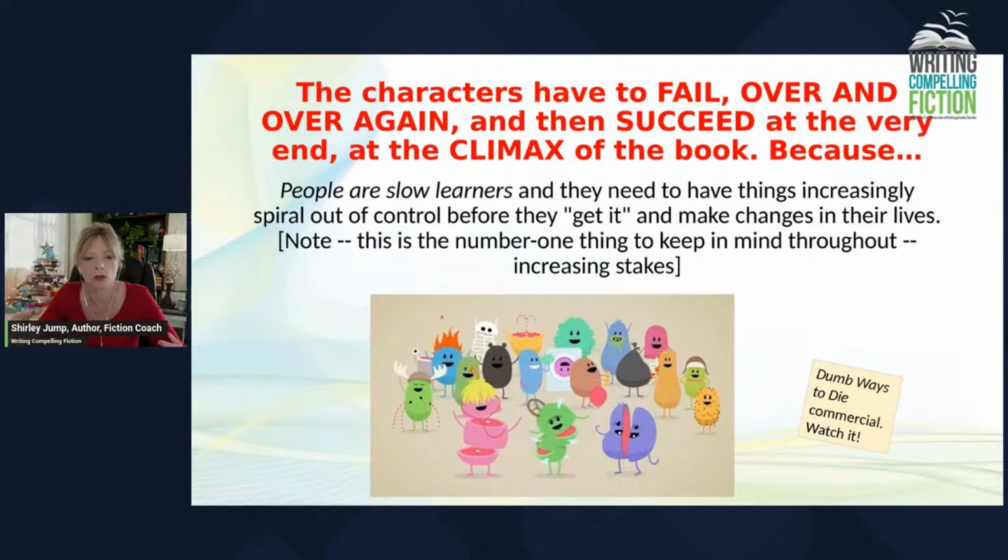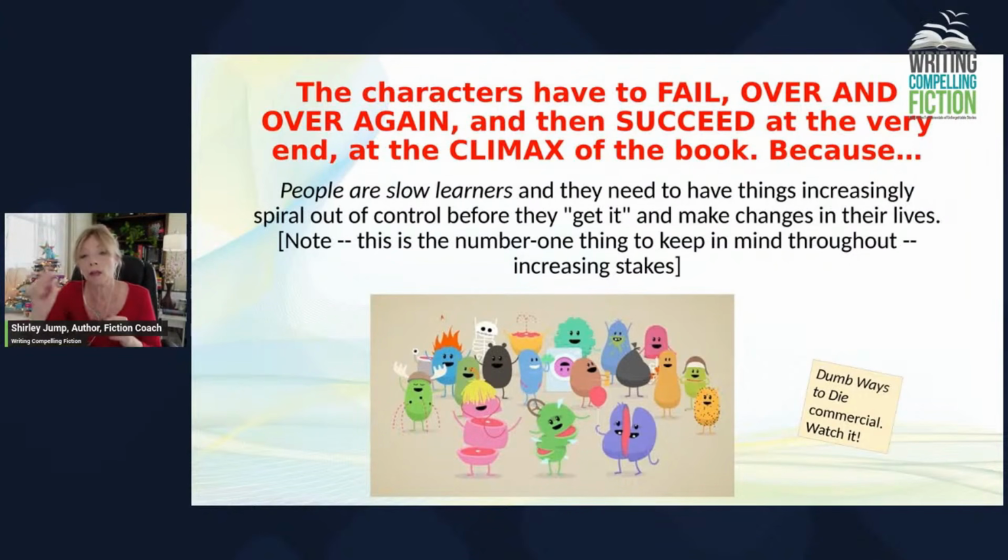People are slow learners and they need things to increasingly spiral out of control before they make changes in their lives. Remember how I said that people don't change without a catalyst to force them to change. And this failure keeps them going along. And this is what makes them kind of be plucky characters that we root for, because they get up off the floor after they fail and they keep going after it. Whereas in real life, maybe, if you fail, you might just kind of go back to your comfort zone. But characters should keep going because the goal is important to them. Achieving that goal is super important to them. That's what creates increasing stakes.